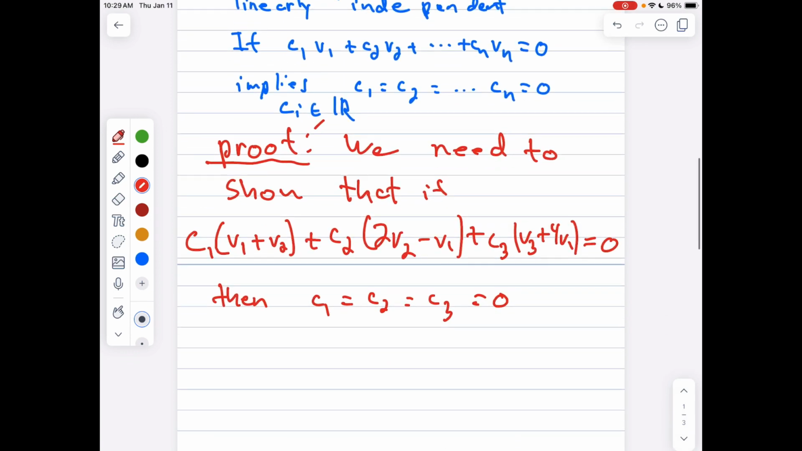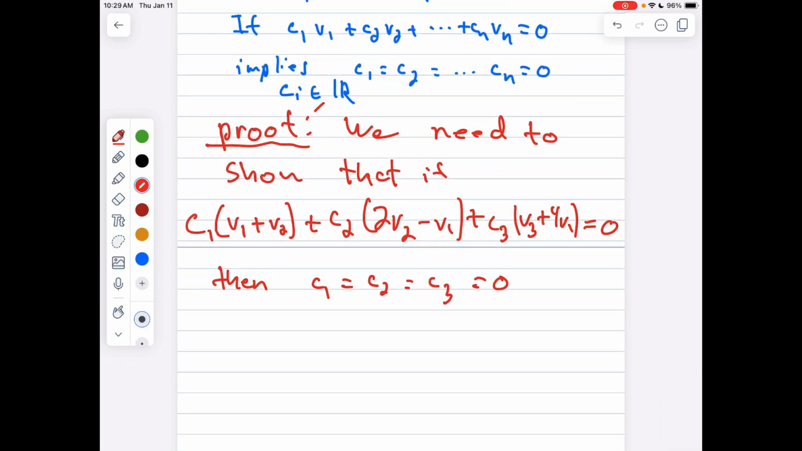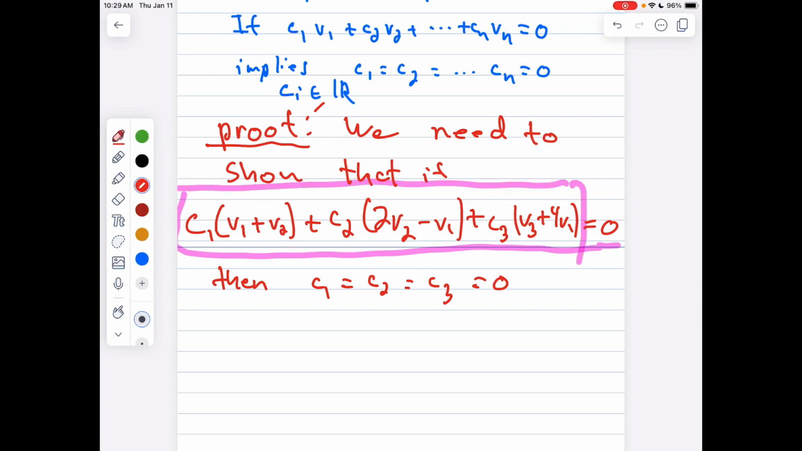Now, how do I go about doing that? Well, sometimes it's a bit of a creative process, and in some cases it's just a matter of doing algebra like it is here. What I mean by that is I'm going to take the statement that I have up here, and I'm going to just distribute the c's. So c1v1 plus c1v2 plus 2c2v2 minus c2v1 plus c3v3 plus 4c3v1.